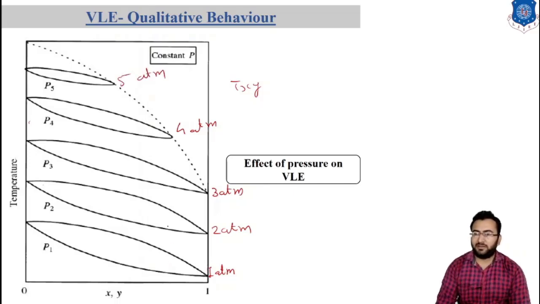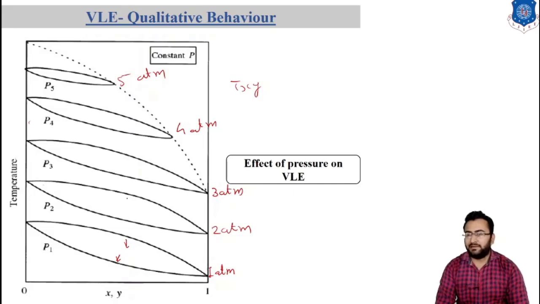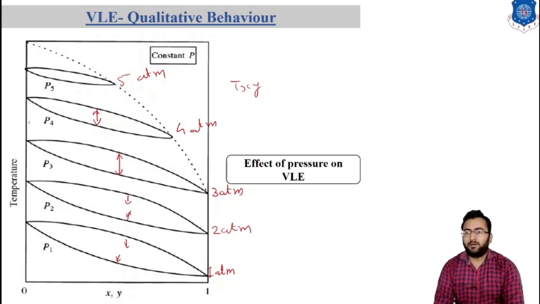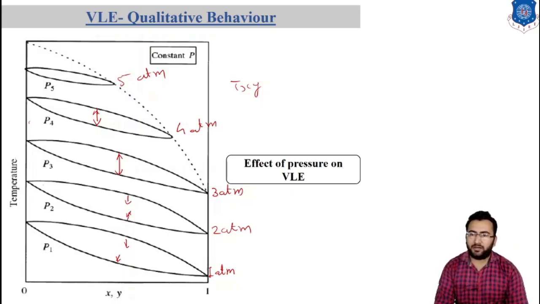If we increase the pressure, the volatility of the component is decreased. From the image we can see that the gap between the bubble point curve and the dew point curve is decreased. So this is how pressure works on the TXY diagram. Volatility of the component is decreased by an increase in pressure, and this point is known as the critical point.